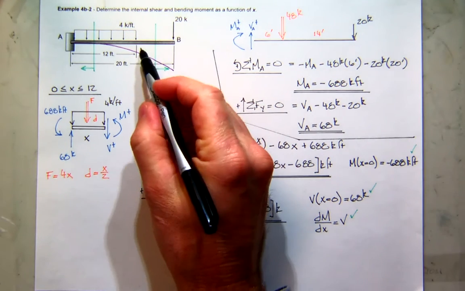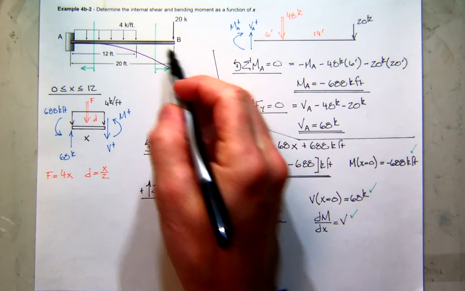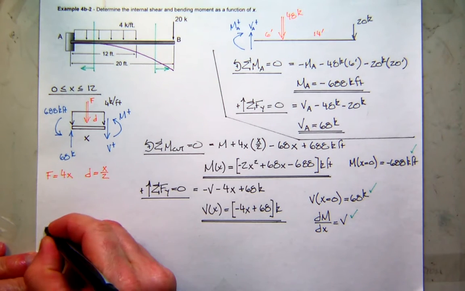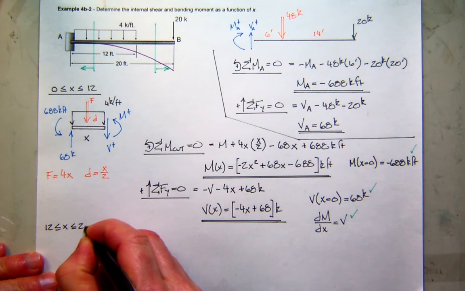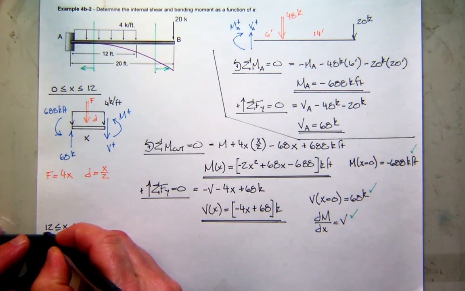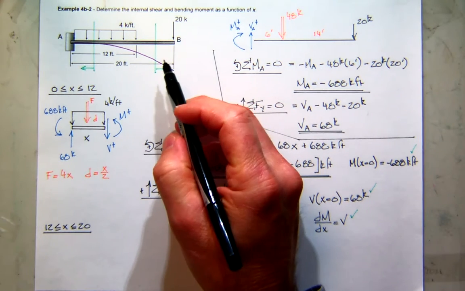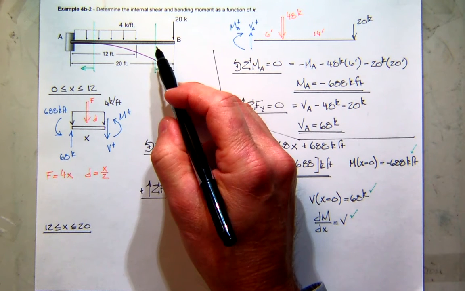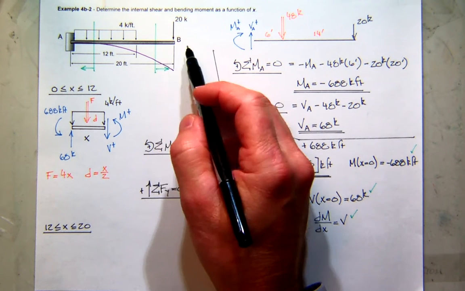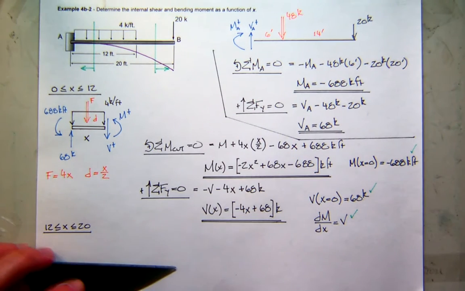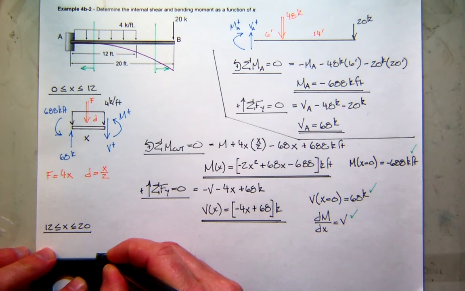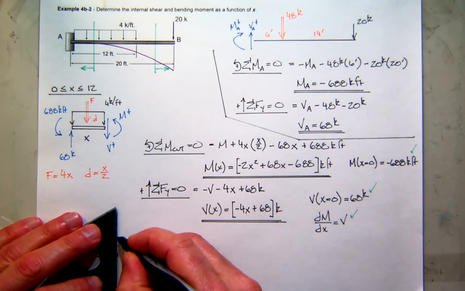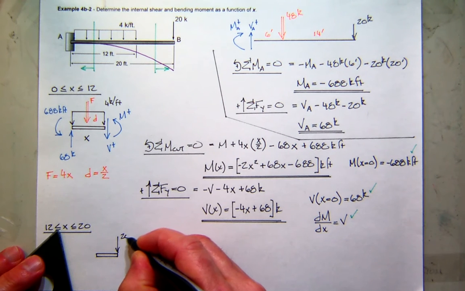So to finish it up, we want to do it somewhere here. So this is going to be a value of x between 12 and 20. We've already talked about this a little bit, so I'm going to cut it here between 12 and 20. We've already decided to look at the right-hand side. So I'm going to draw that. So there's the right-hand side of my structure with the load 20 applied.